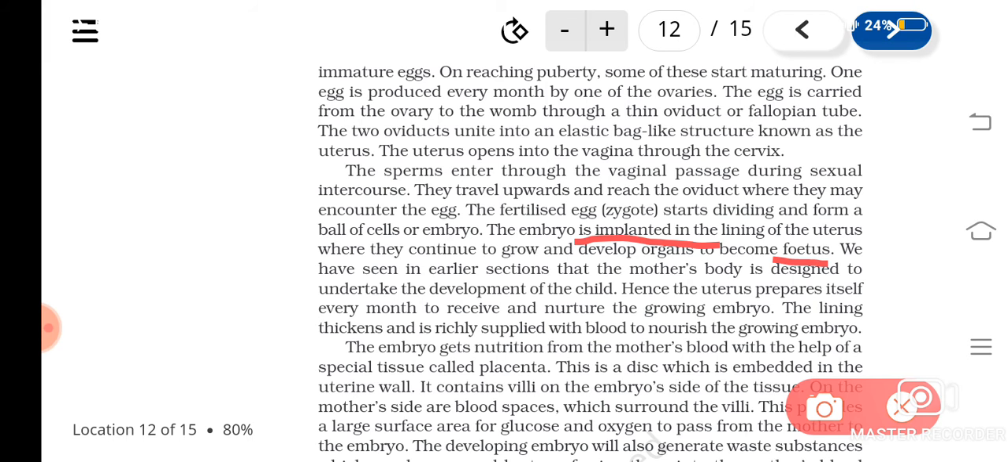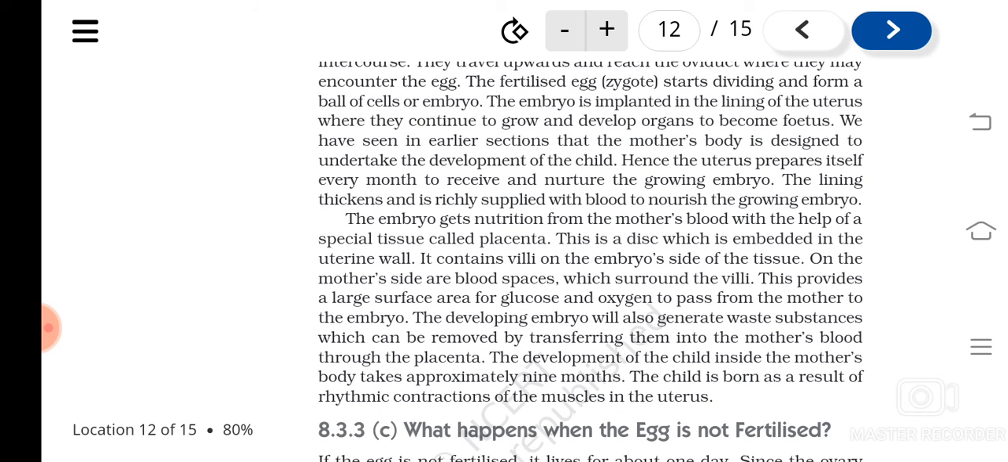Actually, the uterus gets prepared to receive the embryo every month. Understood? By increasing the thickness of the lining of the uterus, and it will be richly supplied with blood. So this is happening every month, to receive a new what? The embryo, or the newly formed fertilized egg. Understood? Not actually in the form of an embryo, it gets implanted.